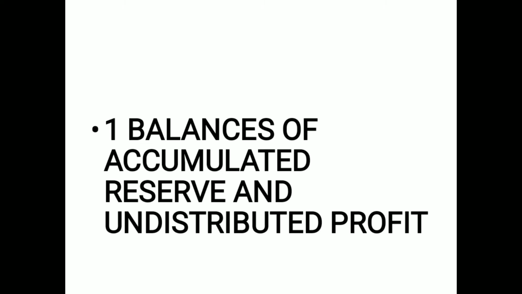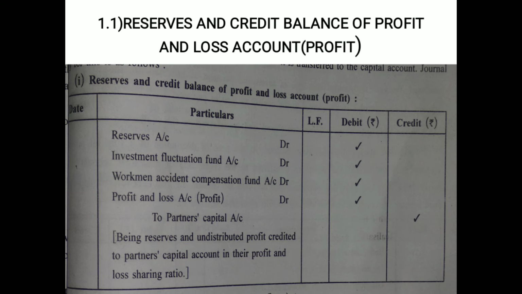Fine then. So let us see the journal entry for this. Here is the journal entry for reserves and credit balance of profit and loss account. I hope by now you know what are reserves. Reserves can be general reserve and investment fluctuation fund, etc.